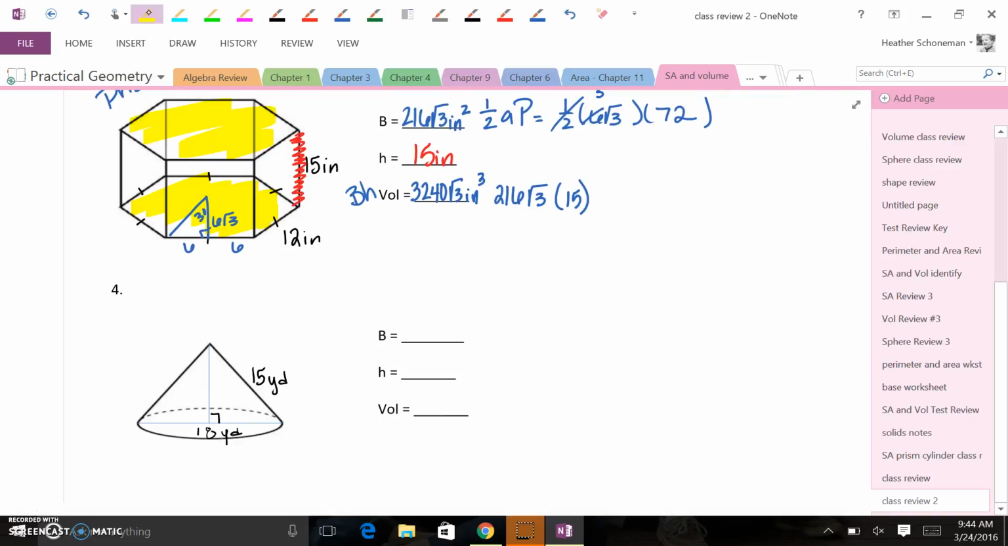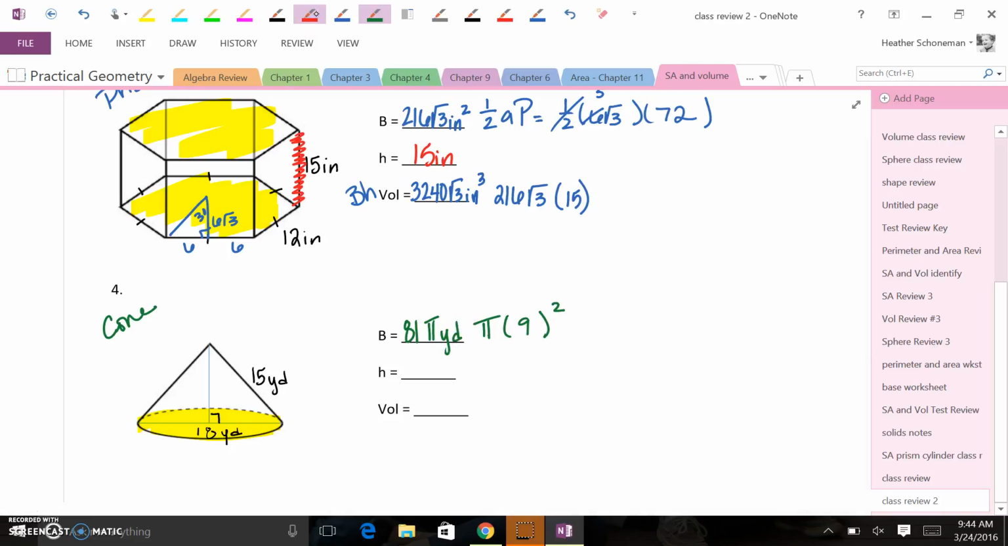Last one. Example 4. This just has one base, and that one base is a circle. So when it has one base and it's a circle, we know that it's a cone. First they want capital B, which is the area of that one base. So the area of a circle is pi times the radius squared. I gave you the diameter of 18, so we know the radius is 9. 9 squared gives us 81 pi yards squared.